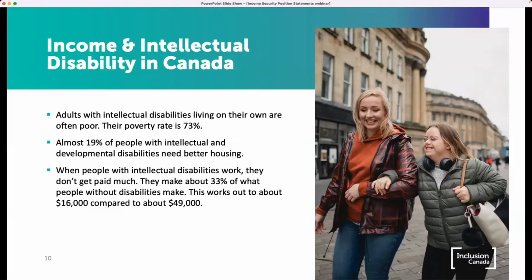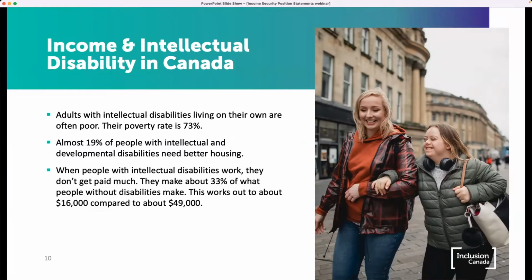During COVID-19, the Canada Emergency Response Benefit was provided. The amount of this benefit was 50% more than most people in Canada get each month from their disability benefits. Can you imagine living on that?